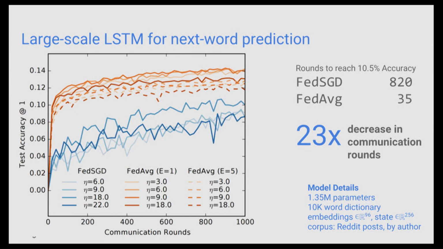So just to quickly give some experimental results here, this is a large-scale next word prediction problem. And compared to a baseline that's already pretty good, this kind of large batch federated SGD, using this federated averaging approach, we get a 23x decrease in communication costs. So we're able to train a fairly reasonable model in like 35 rounds of this procedure, which is awesome.